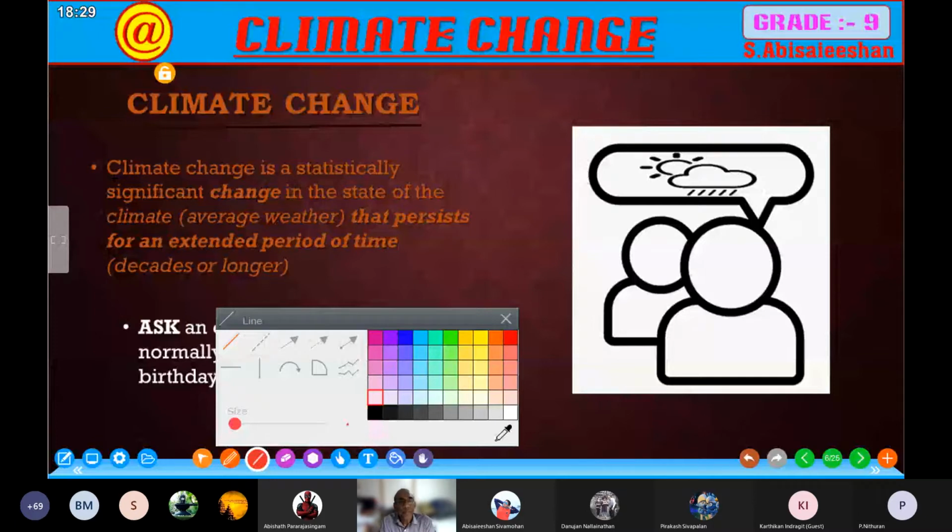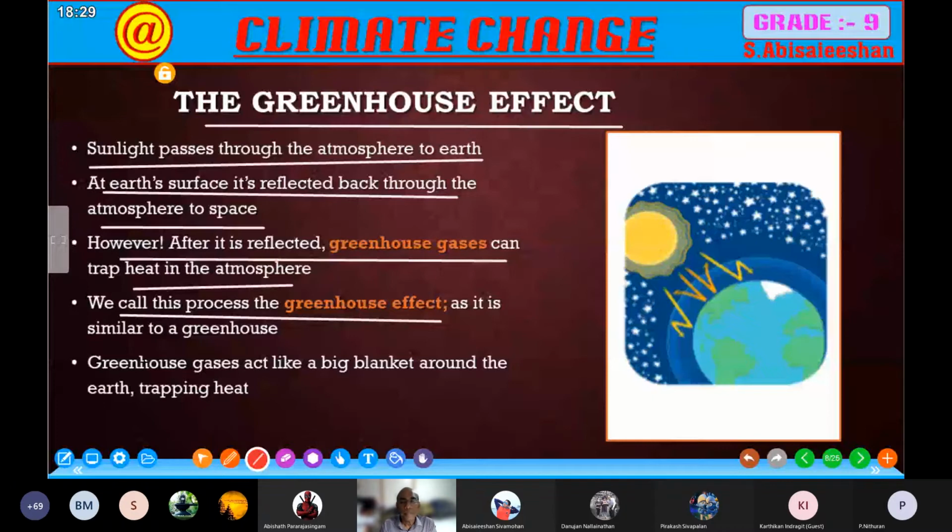Next slide. What caused climate change? The greenhouse effect. Sunlight passes through the atmosphere to Earth. At Earth's surface, it's reflected back through the atmosphere to space. However, after it is reflected, greenhouse gases can trap heat in the atmosphere. We call this process the greenhouse effect as it is similar to a greenhouse. Greenhouse gases act like a big blanket around the Earth, trapping heat.